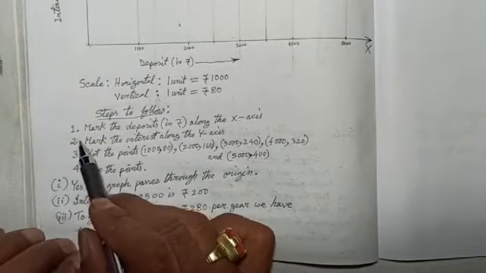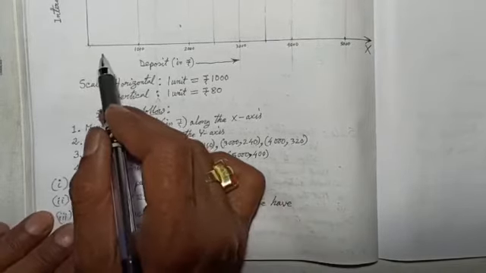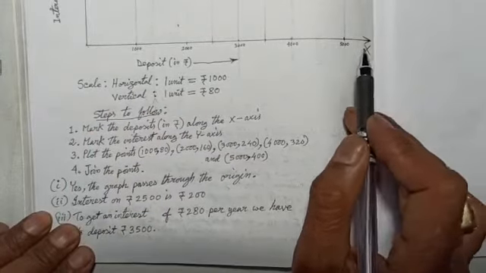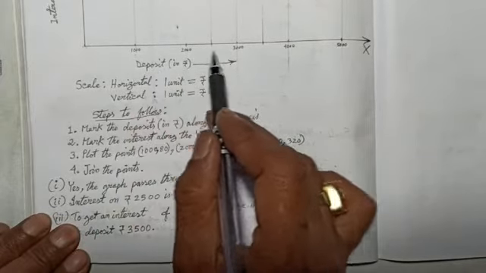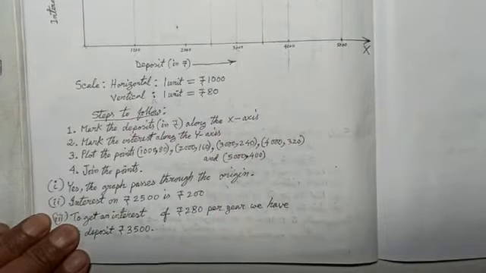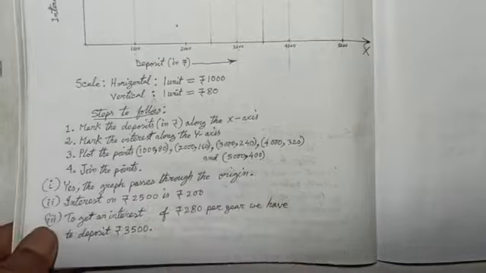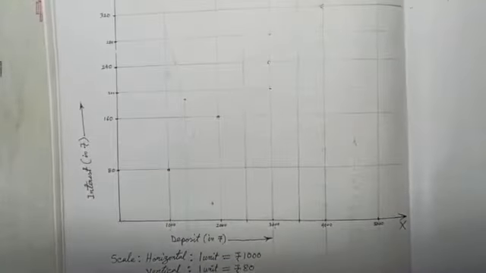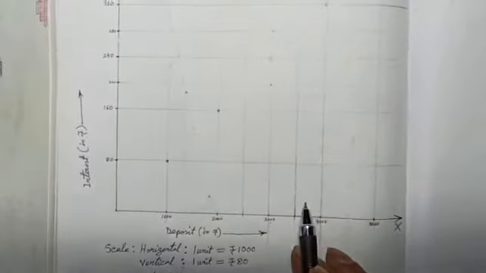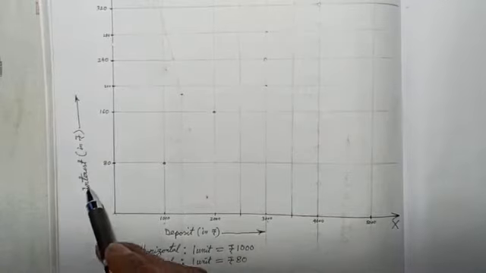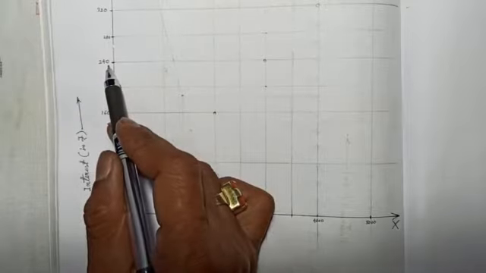Number 1, mark the deposit in rupees along the x-axis. So along this x-axis, we are going to mark deposit in rupees. This is 1,000, 2,000, 3,000, 4,000, 5,000 and so on. Step number 2, mark the interest along the y-axis. So this is the y-axis, and along this y-axis we are going to mark interest in rupees, and this is 80 and this is 160, this is 240 and so on.